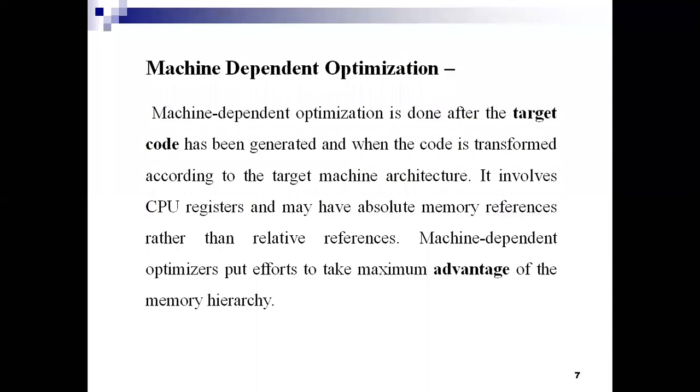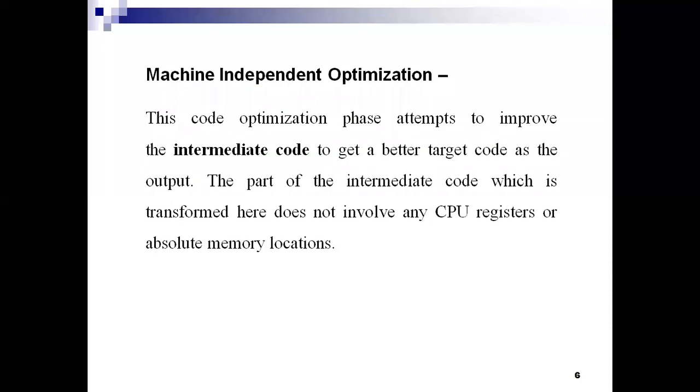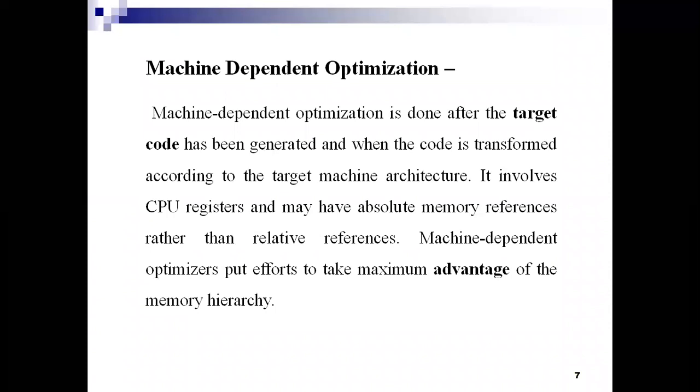And the next one is about machine dependent optimization. Machine independent and machine dependent. In machine independent optimization, we do not involve any CPU registers or absolute memory locations, right? But here we are involving the CPU registers and absolute memory locations. That is machine dependent optimization. And machine dependent optimization is based on the characteristics of the target machine. What it means is, it totally depends on the machine level code, and the target code that has been generated.